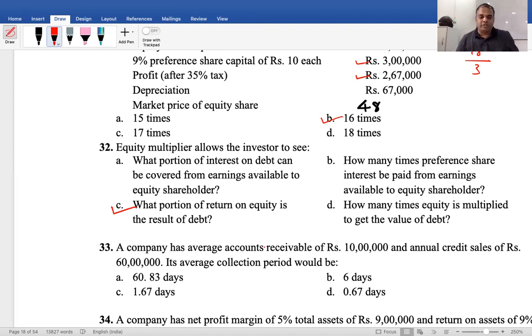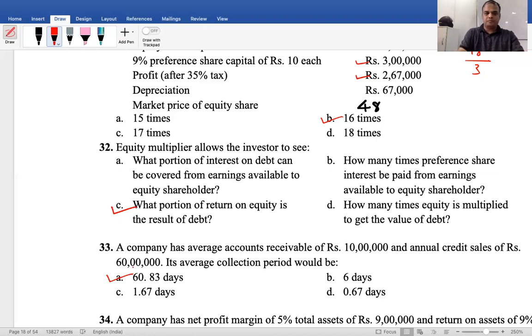Credit sales, we have to assume all the sales made under credit. Credit sales given in this question: 60 lakhs divided by average debtors 10 lakhs. Therefore, 6. 365 divided by 6 is equal to 60.8. Here the answer. Answer A.